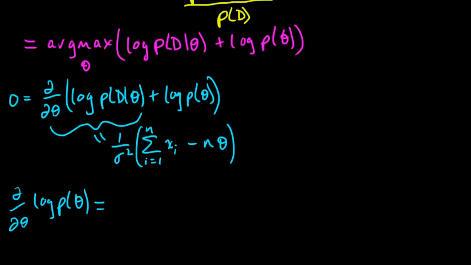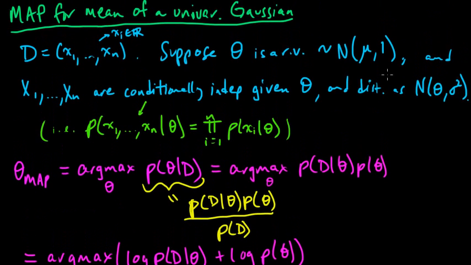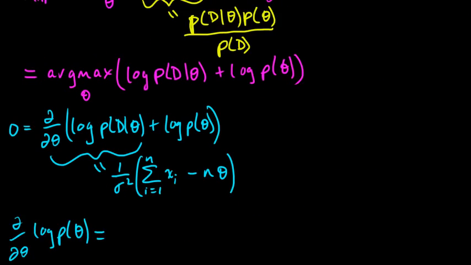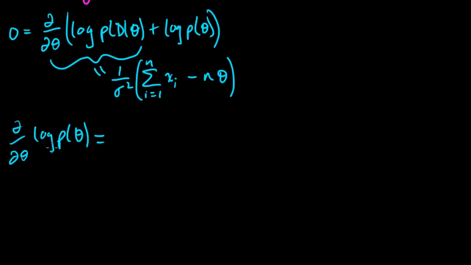So theta was distributed normally with mean mu and variance 1. So the probability of a given value theta is... let me just write what p of theta is first. P of theta, it's just normal.